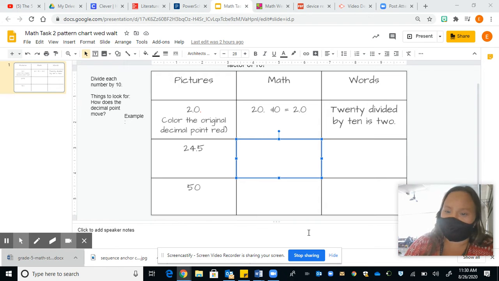Okay, hey virtual learners, we're here with your in-person learners working on our math today. We just finished up most of the lesson, so we want to go over this chart.